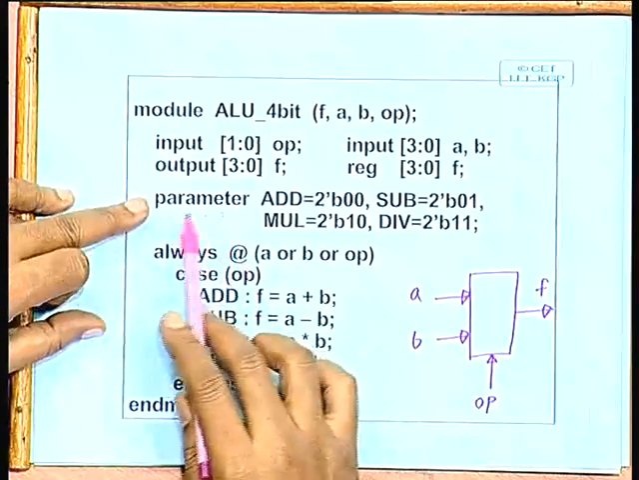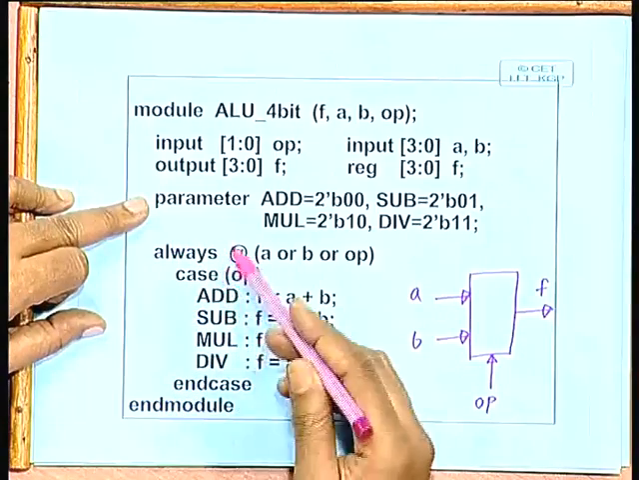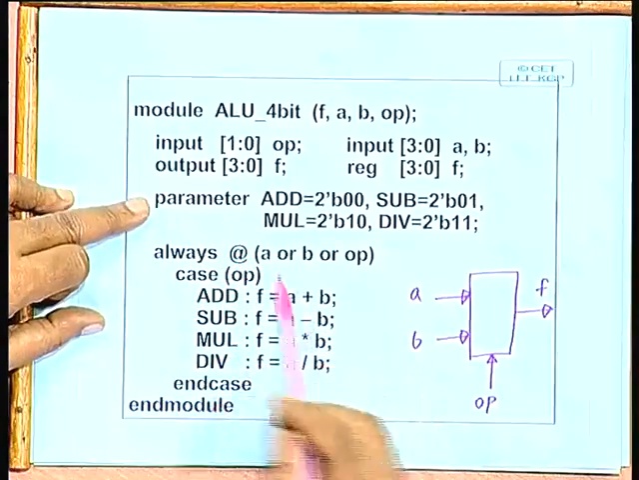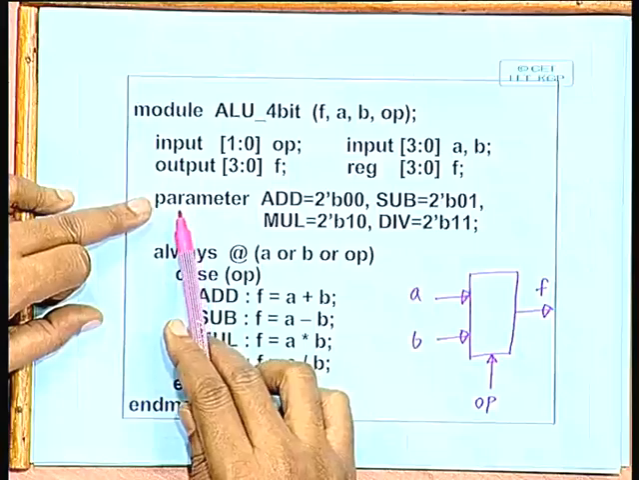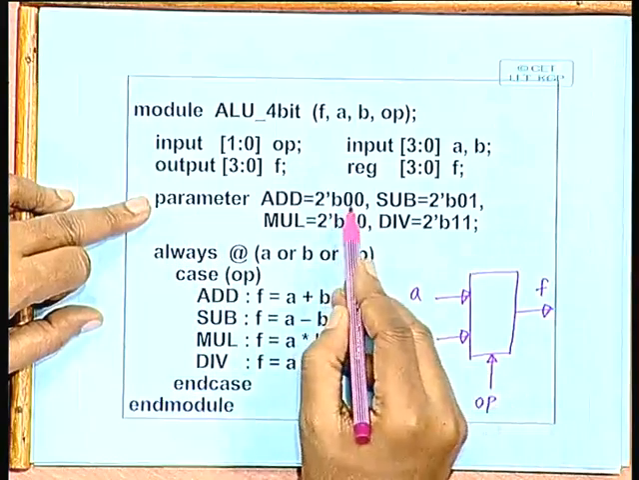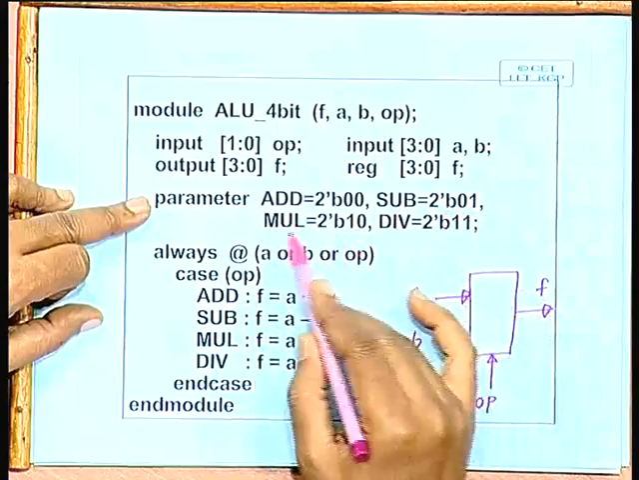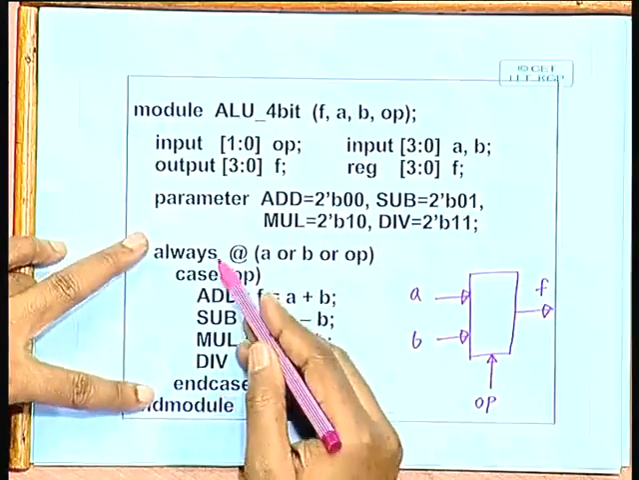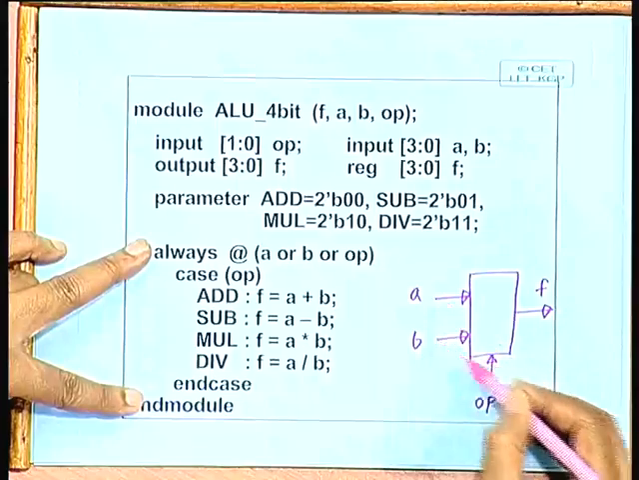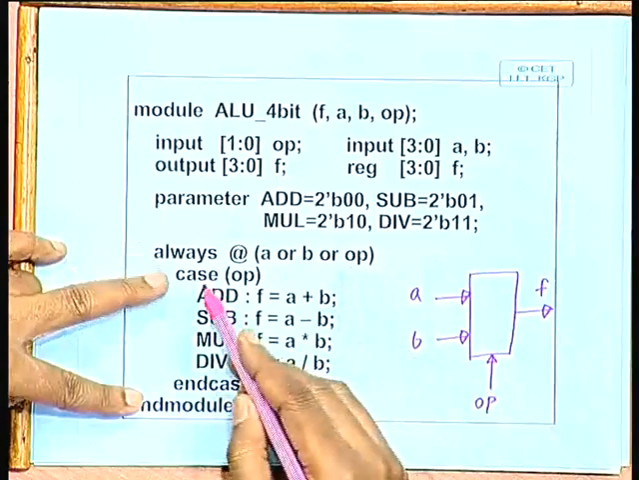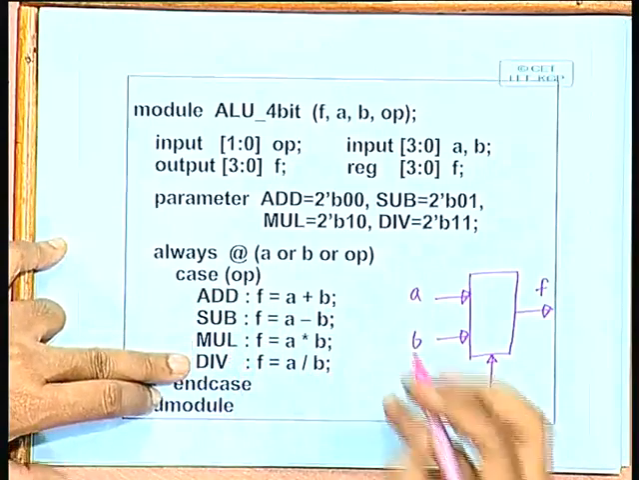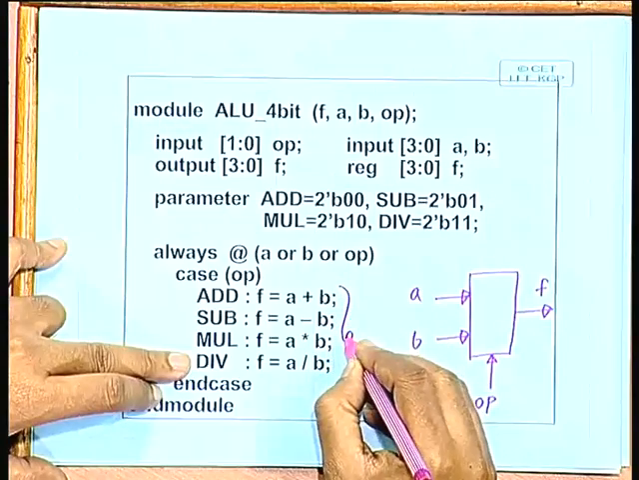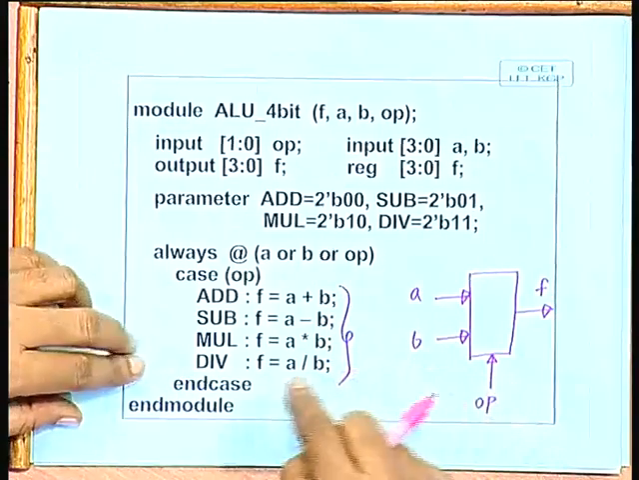Now here, you recall I have said a parameter is a named constant. For readability of the code, it is always good to define the constants with some names. For example, I have defined the parameter: 00 bit combination means add, 01 means sub, 10 mul, 11 div. And I can write the always block like this. Whenever any one of these three changes, case op: if op is add, do this, if it is sub, do this, mul, div.